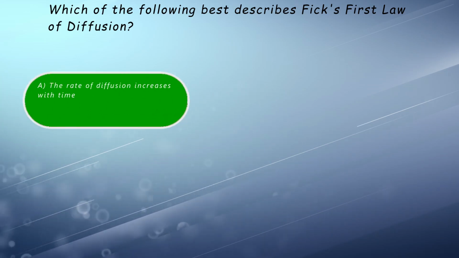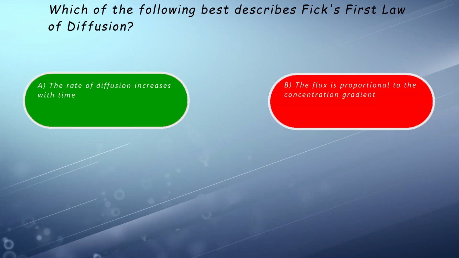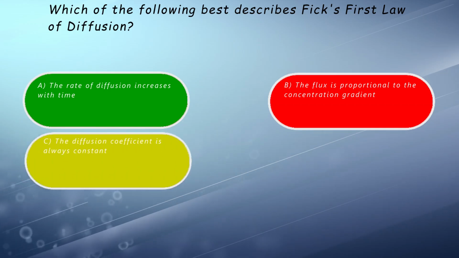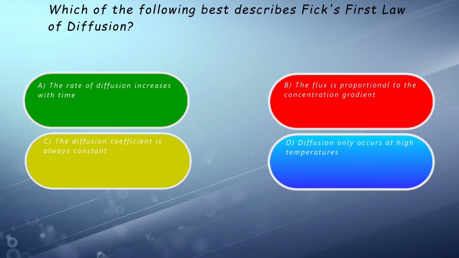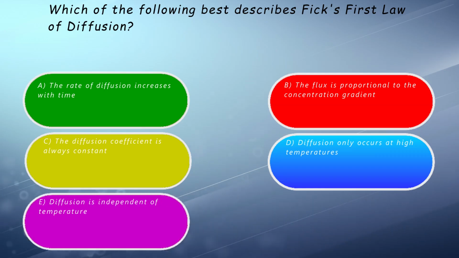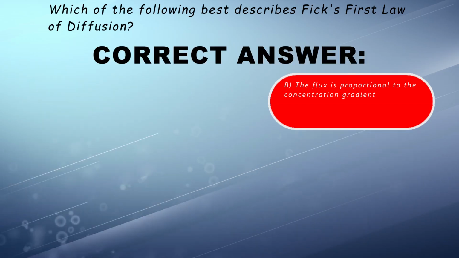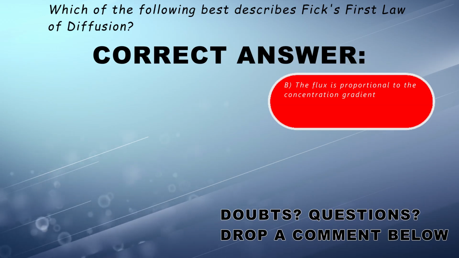Which of the following best describes Fick's first law of diffusion? A. The rate of diffusion increases with time. B. The flux is proportional to the concentration gradient. C. The diffusion coefficient is always constant. D. Diffusion only occurs at high temperatures. E. Diffusion is independent of temperature. The correct answer is B. The flux is proportional to the concentration gradient.